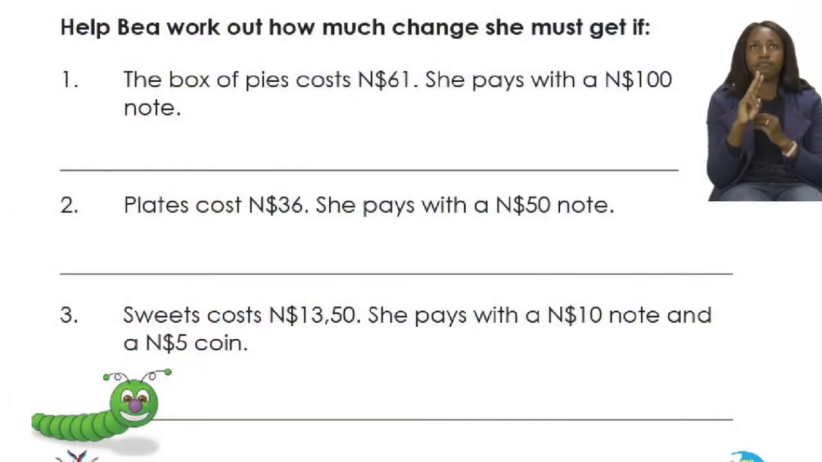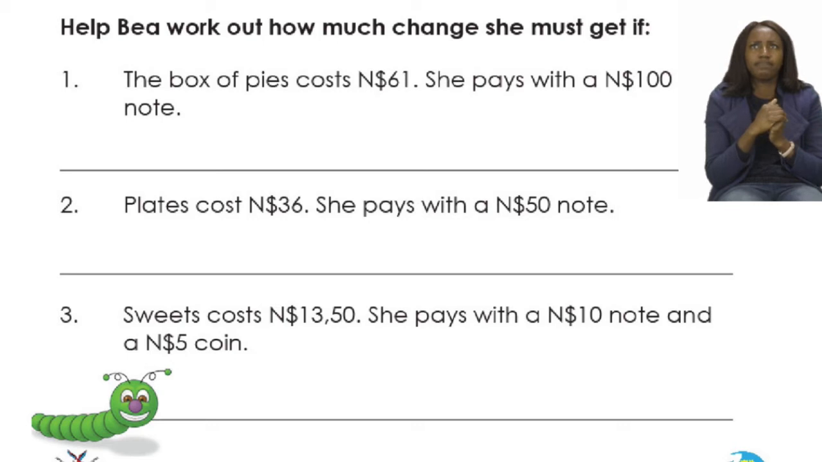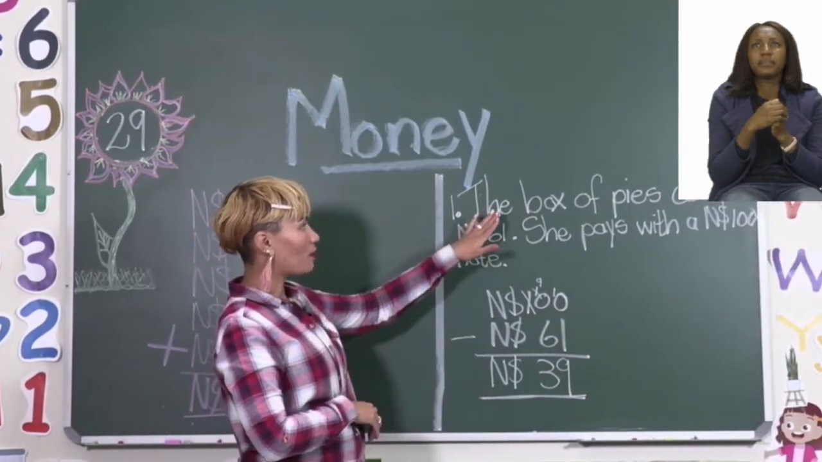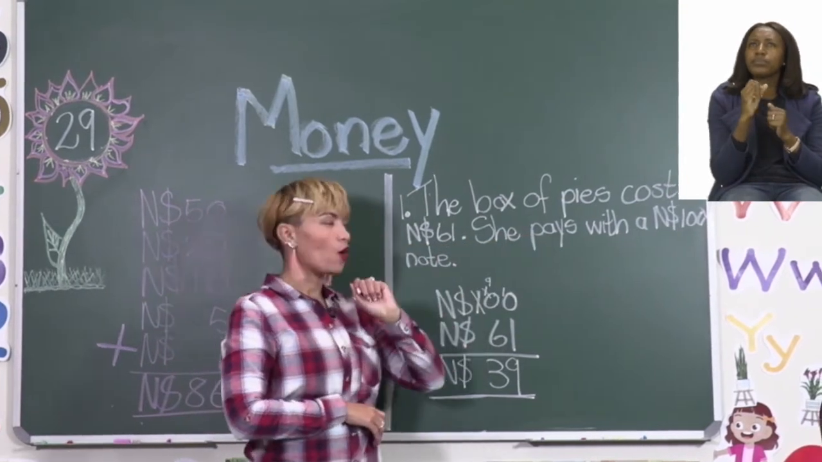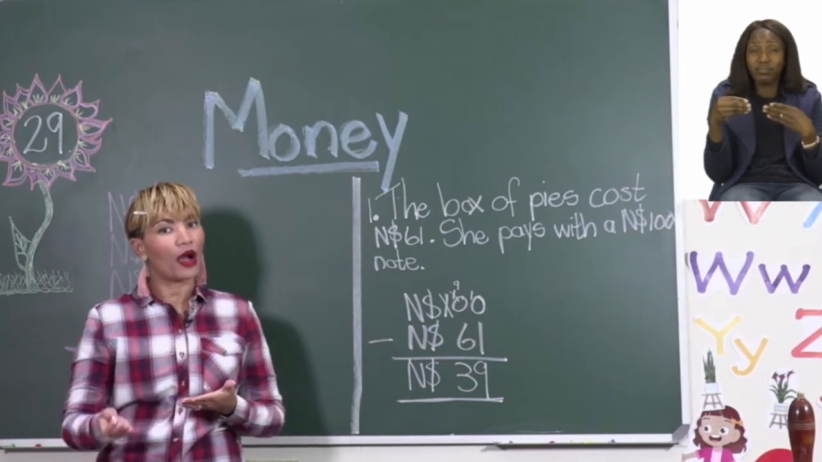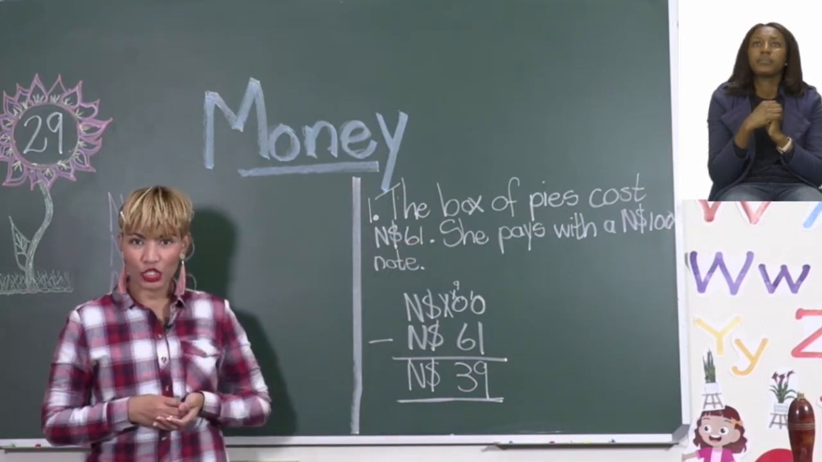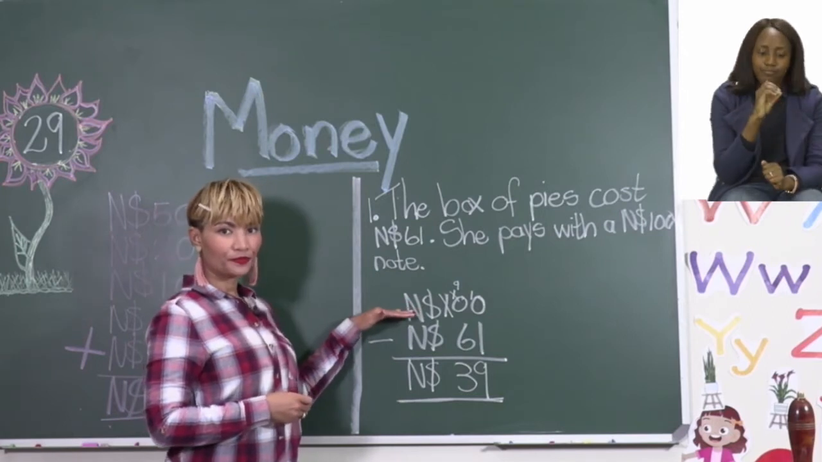Okay, now before we continue and finish our work, let's quickly look at the second part of the lesson. Let's go back to page 29. There it says, help Bia work out how much change she must get if, number one, I have also done for you. So how much change will Bia get if the box of pies cost $61 and she paid with a $100 note? Meaning, if Bia pays with $100 and the pies that she bought only cost $61, how much will she get change? So we have to do some subtraction.